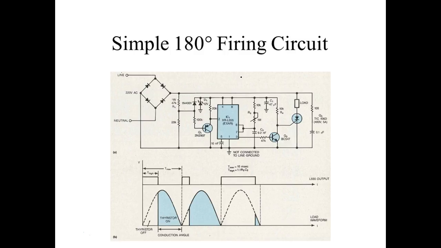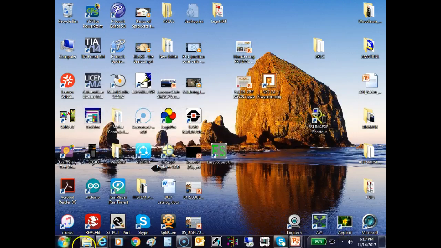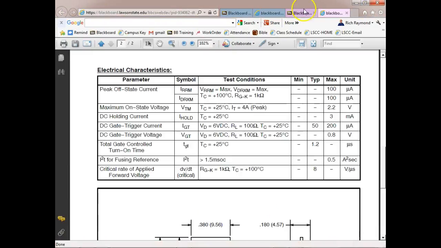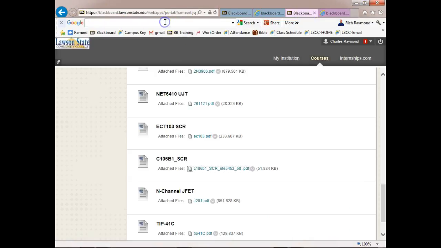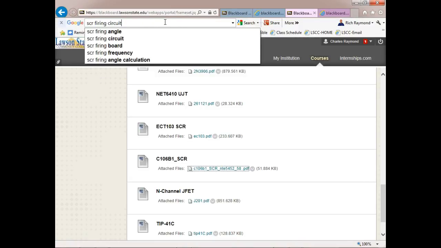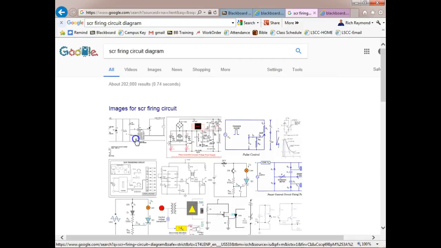So if you look up an SCR firing circuit, most of them are going to show that little capacitor resistor thing. So if I go on the internet and look up the SCR firing circuit, we'll see most of them are going to show that little thing that we just looked at.